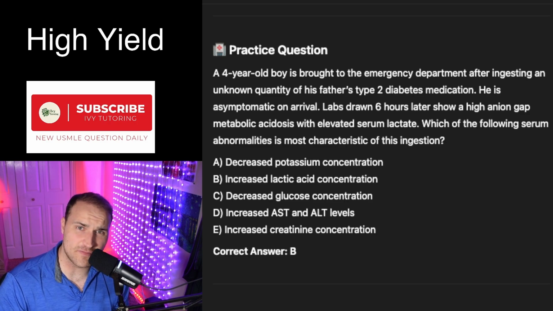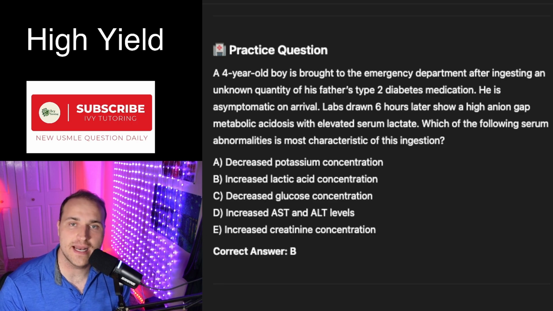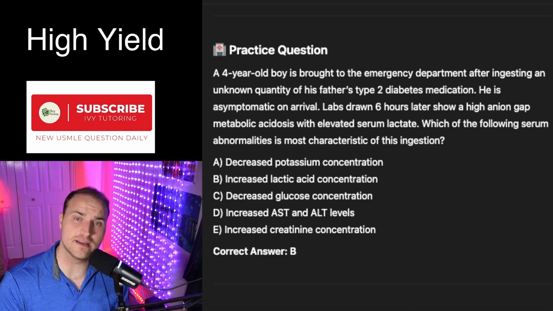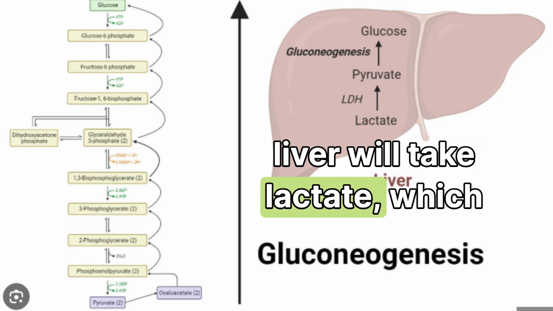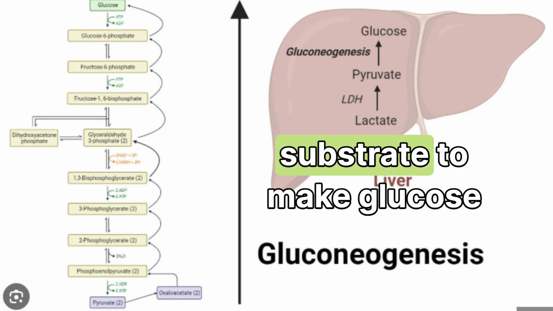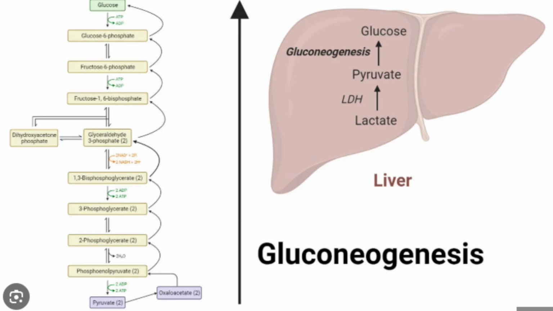Okay, but why does metformin cause lactic acidosis, of all things? Well, metformin's main action is to inhibit mitochondrial oxidative phosphorylation and also suppress hepatic gluconeogenesis. That's its whole goal. Normally the liver takes lactate, which is a byproduct of anaerobic glycolysis, and uses it as a substrate to make glucose through gluconeogenesis. So lactic acid is a byproduct of anaerobic glycolysis, and now let's make that lactic acid into glucose. Yay, gluconeogenesis, we love the body, yay.